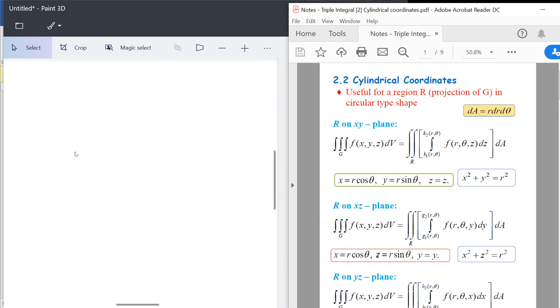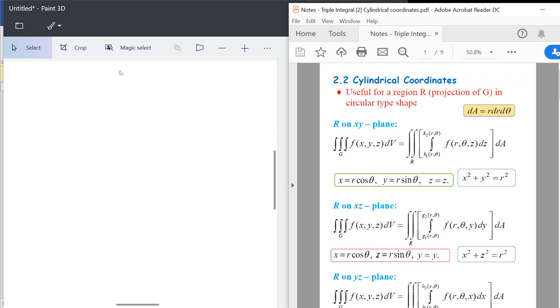Okay, so let's take a look at the next subtopic. We stay on triple integral, but for cylindrical coordinates. We use cylindrical coordinates when region R, the projection of G, is of circular type. In cylindrical coordinates, we have three types, depending on which plane the projection is on. Let's take a look at the first one.